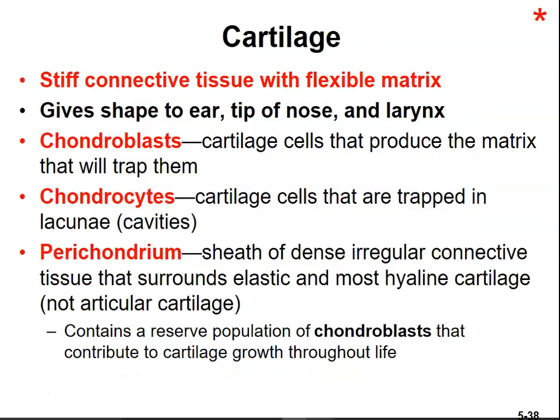The third type of connective tissue is cartilage. Cartilage has different types of cells compared to adipose tissue and fibrous connective tissue. In the cartilage, we have chondroblasts and chondrocytes. They are the same type of cell. A chondroblast is the cell which produces the extracellular matrix. After it produces the matrix, it becomes trapped within it, and once trapped, it changes its name to chondrocyte. Perichondrium is the layer of dense irregular tissue on the outside of the cartilage structure.